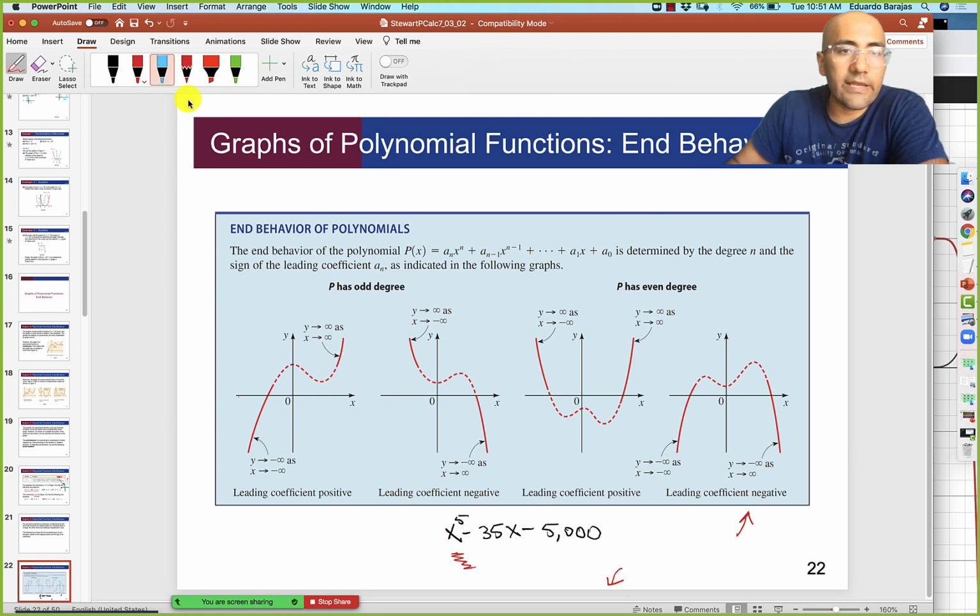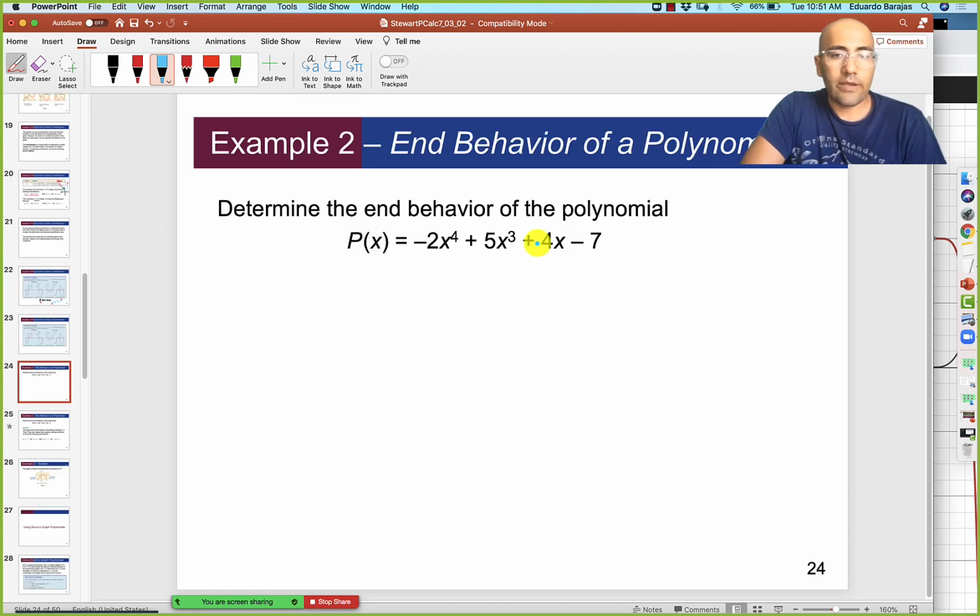We'll do a lot more work, and eventually we'll piece it all together and be able to give us a nice picture of what's happening with this polynomial. So this blue part is still unknown at the moment. At the moment, all we're really looking at is the end behavior. Okay, so here's an example.